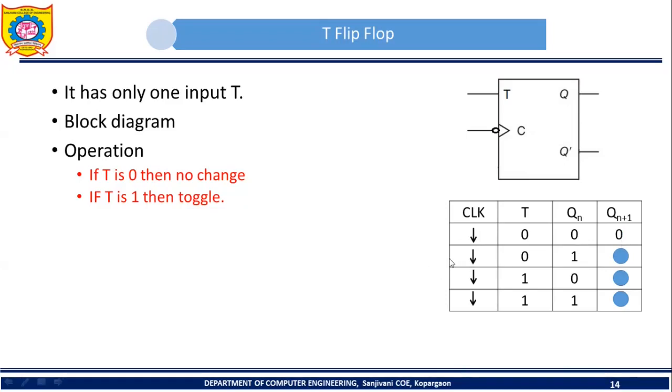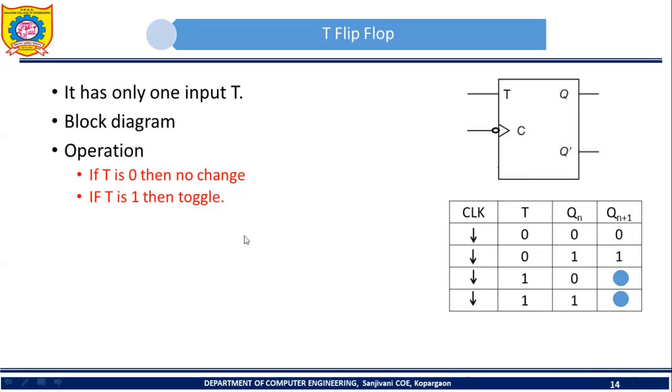Simple. Now consider the next row. What is T? T is 0. What is Qn? Qn is 1. So T is 0, Qn is 1 and a negative edge is detected on the clock pulse. So the output is going to change as per input. The input is 0, so what will happen? No change. This one will remain as it is. See, simple.